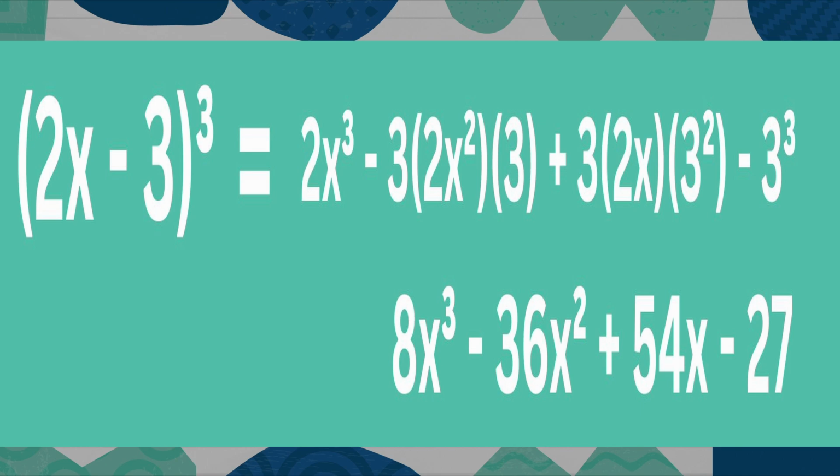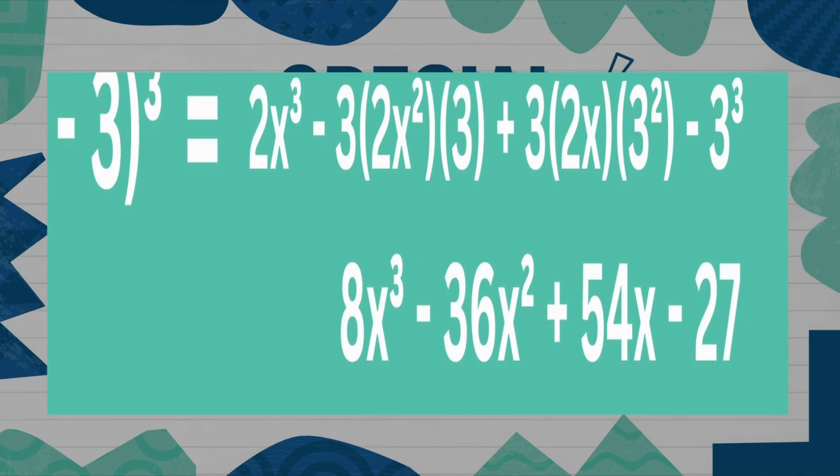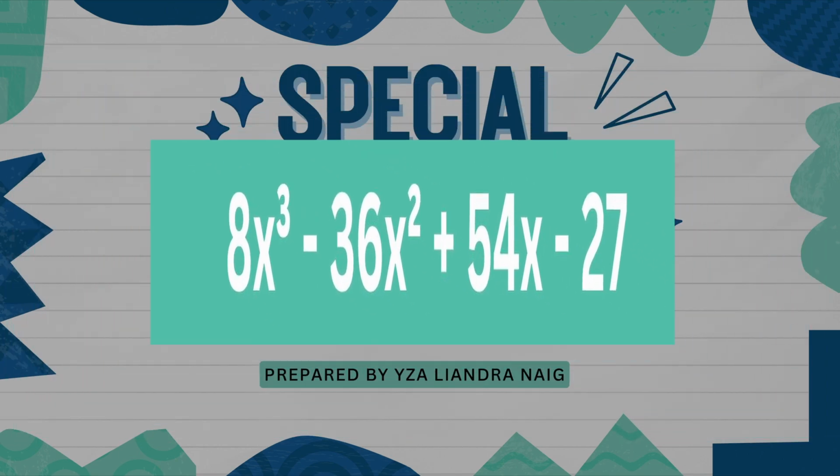2x squared is equal to 4x squared times 3 is 12x squared times 3 is equal to negative 36x squared. 3 times 2x is equal to 6x times 3 squared is 9. 6x times 9 is equal to 54x. And negative 3 cubed is equal to negative 27. 8x cubed, negative 36x squared, positive 54x, and negative 27 is your final answer.